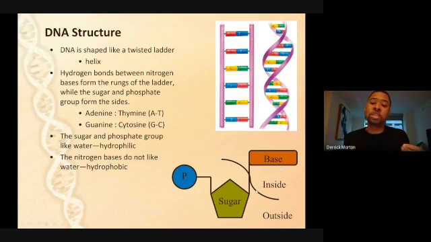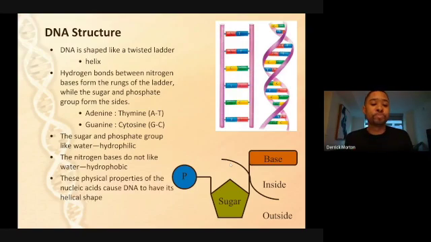In the schematic, showing inside and outside of the cell, the hydrophilic things like water are outside and the nitrogenous bases are hydrophobic, depicting inside. These physical properties of the nucleic acids cause DNA to have its helical shape. It's these physical characteristics that give the DNA this helical shape that you're so used to seeing in textbooks.